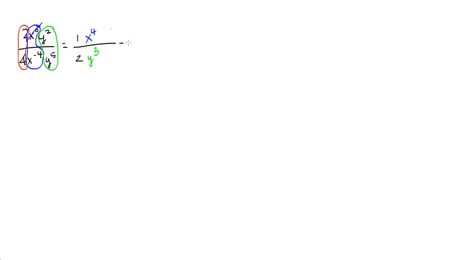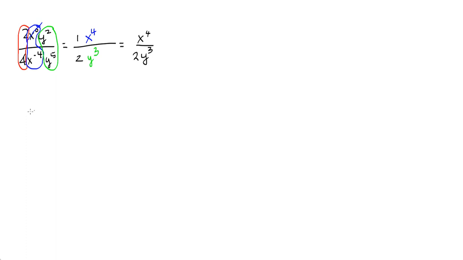And let's just write that in a better form. We don't need that 1 on the top. x to the 4th over 2y to the 3rd. You don't need to write a 1 on the top unless that's the only thing that's left, unless you've canceled out everything in the numerator, and then you would write the 1. But otherwise, a coefficient of 1 is an understood coefficient. Okay? Let's do our next example.